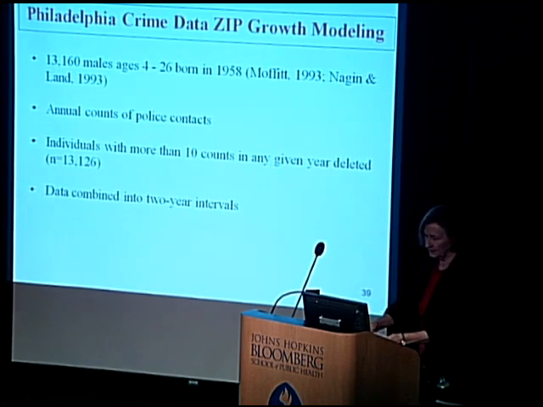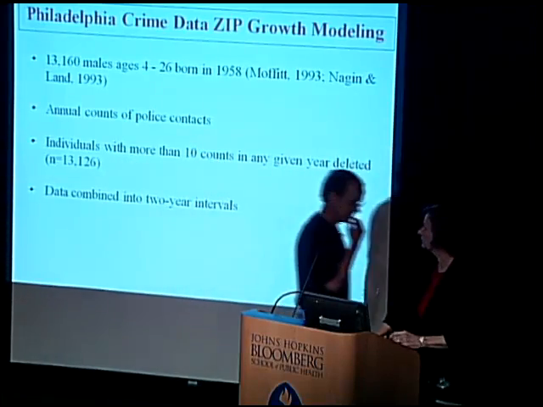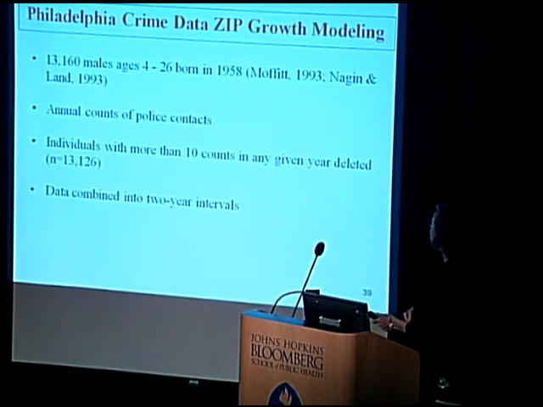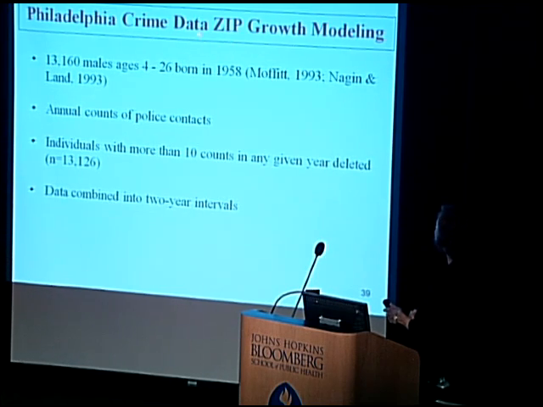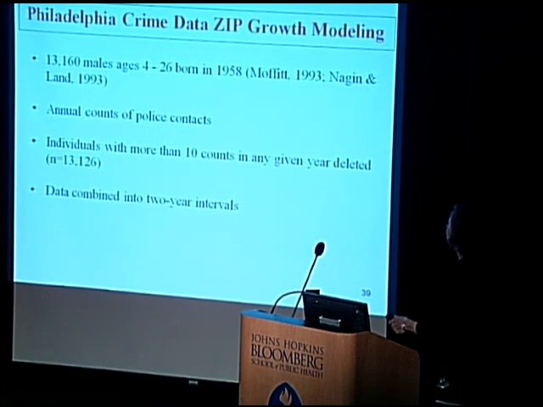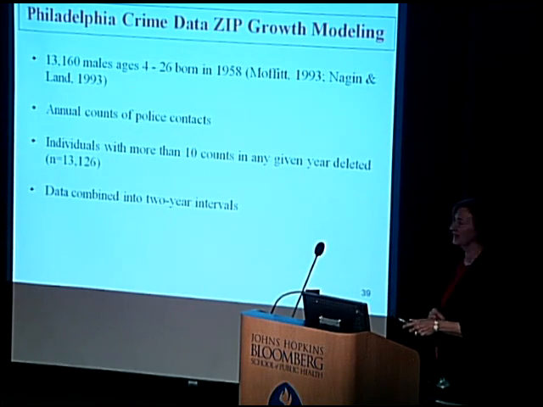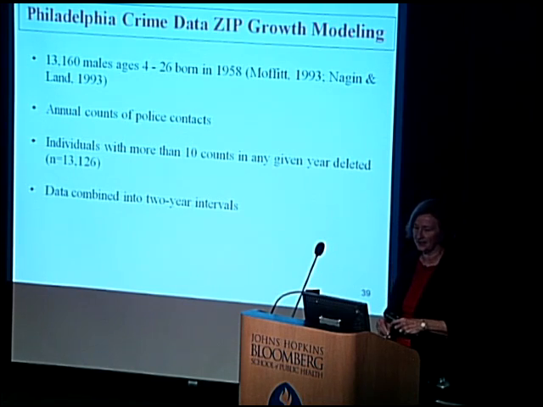Okay. So we're going to take a look at the Philadelphia crime data. I'll just leave that on both screens and look at a zero-inflated Poisson model. We have a huge sample, over 13,000 males, ages 4 to 26. And the count variable is how many times they had police contact. And individuals with more than 10 counts in any given year are deleted. And the data have been combined in 2-year intervals, and we're looking at starting at age 10.